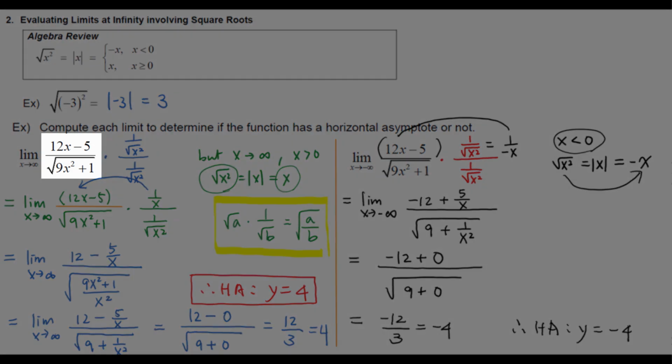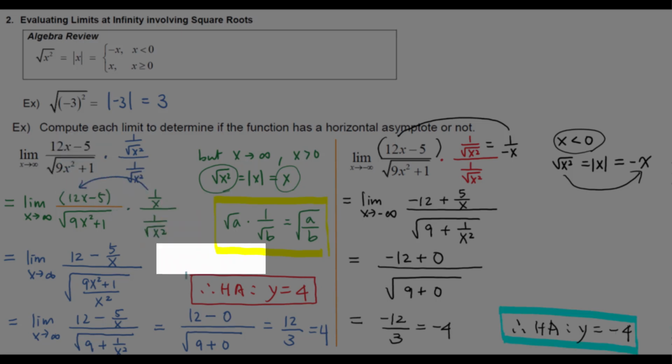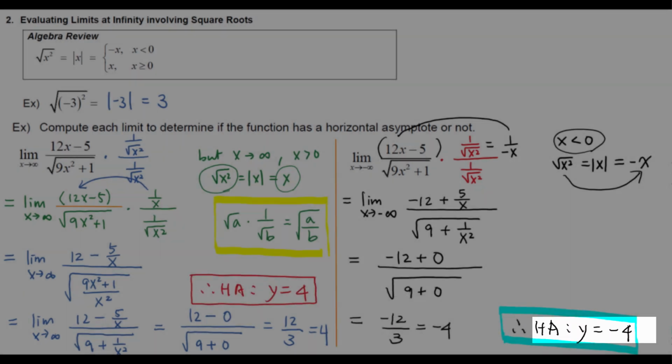So if your rational function has a square root and the degree of the numerator is less than or equal to the degree of the denominator, then expect to have 2 horizontal asymptotes.